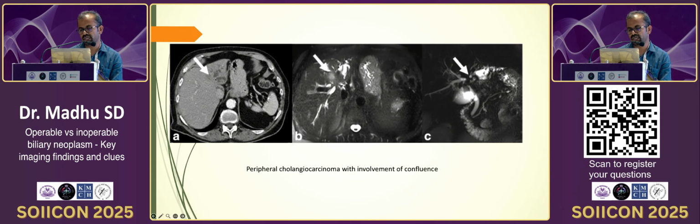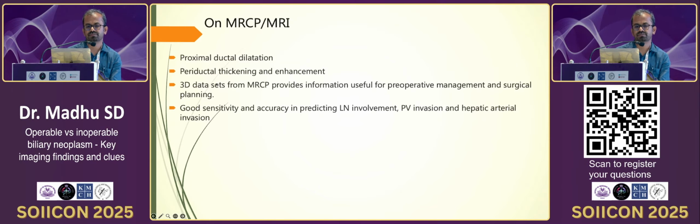Suppose you have a lesion here on the left side, and this lesion is infiltrating the right hepatic artery or right portal vein, then it becomes inoperable. So you cannot compromise the right hepatic artery when we are removing the left lobe. So these things have to be clearly mentioned in our report.